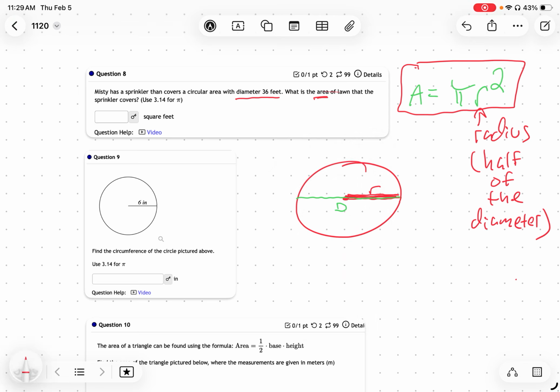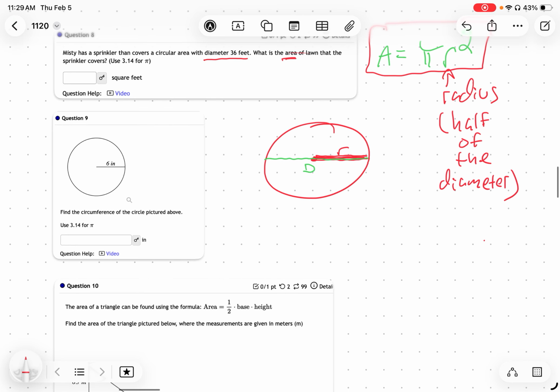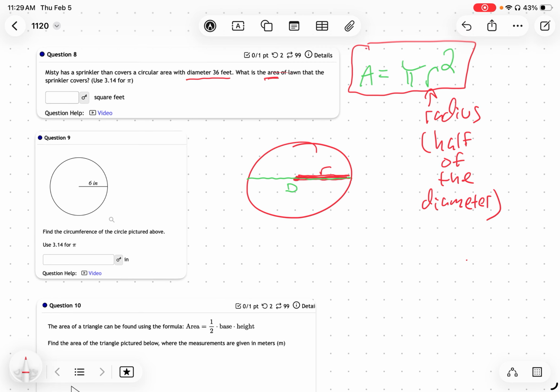The radius is always half of the diameter. So since this problem gave me the diameter, I always need the radius when I use my area formula. So I need half of the diameter. So I'm going to do 36 divided by 2. 2 goes into 3 one time. Bring down the 6. 2 goes into 16, 18. So my radius that I'm going to use is 18.